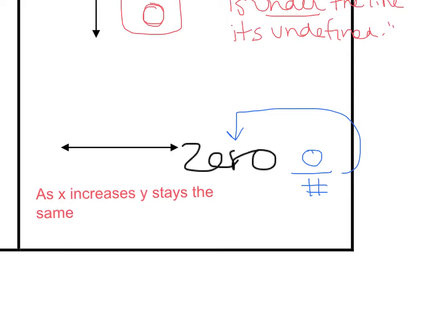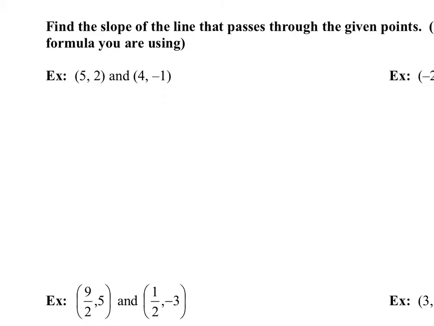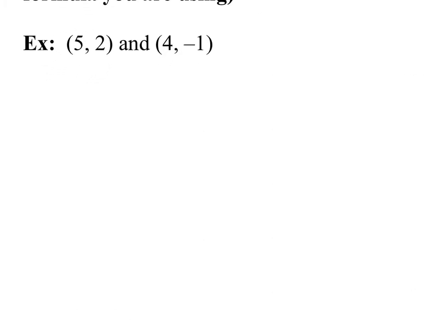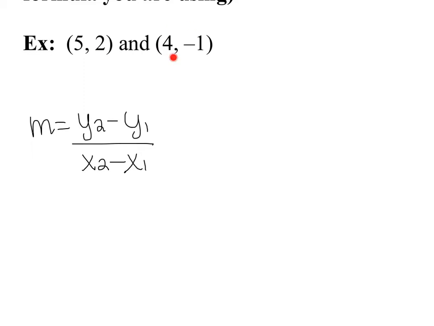So at this point, you're going to jump ahead to slide 3 to see how to use the other two slope formulas, rise over run and delta y over delta x. So on this slide, we're going to find the slope of the line that passes through the given points. So I'm going to use the formula m equals y2 minus y1 over x2 minus x1, because on the previous slide, it said that you should use this formula when you're given 2 points. And here's my first point, here's my second point.